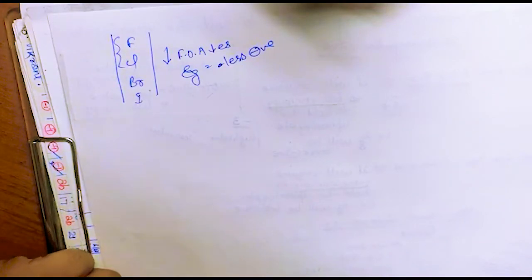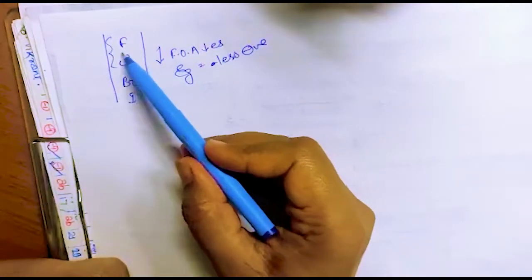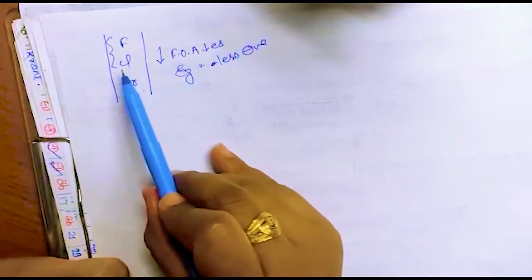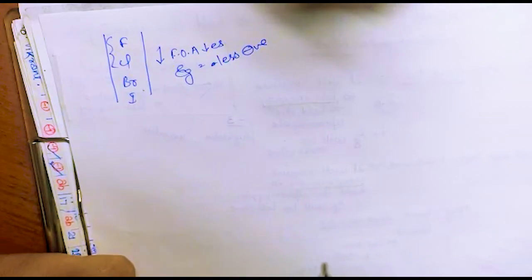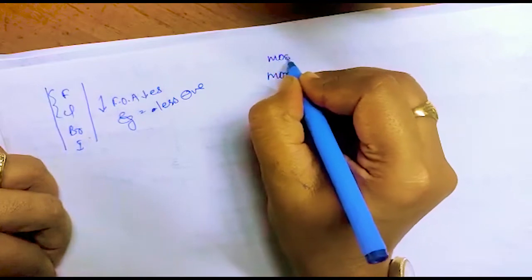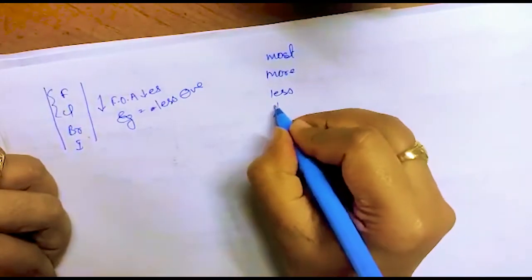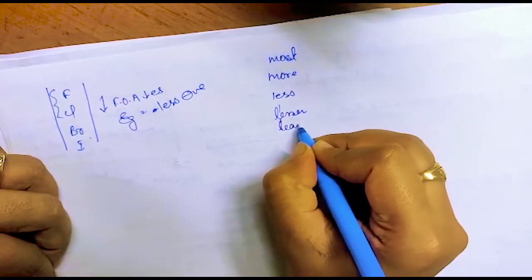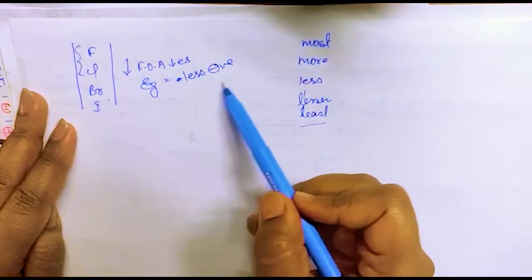Why? Am I clear in what I am explaining? On moving top to bottom, this chlorine comes. So according to this rule, chlorine should have a less negative value in comparison to fluorine, and fluorine should have more negative, isn't it? Just take an example: on top we can write most, and then more, and then less, then lesser, and then it will be least, like this. Got it? So on moving top to bottom, it is going to be less negative.